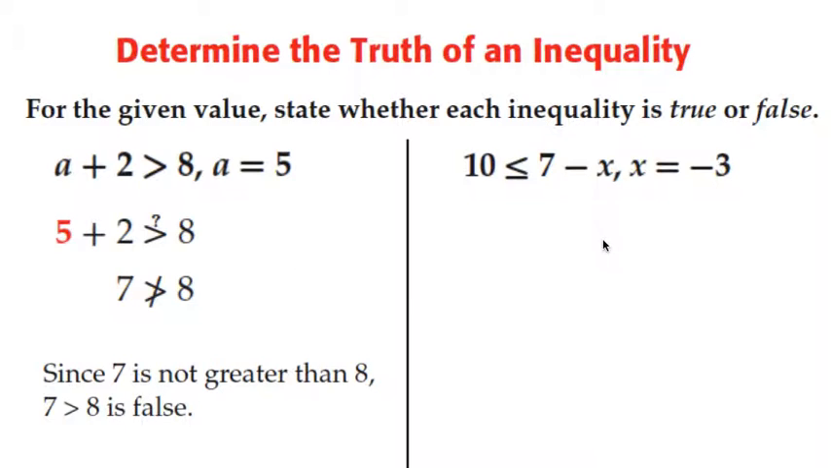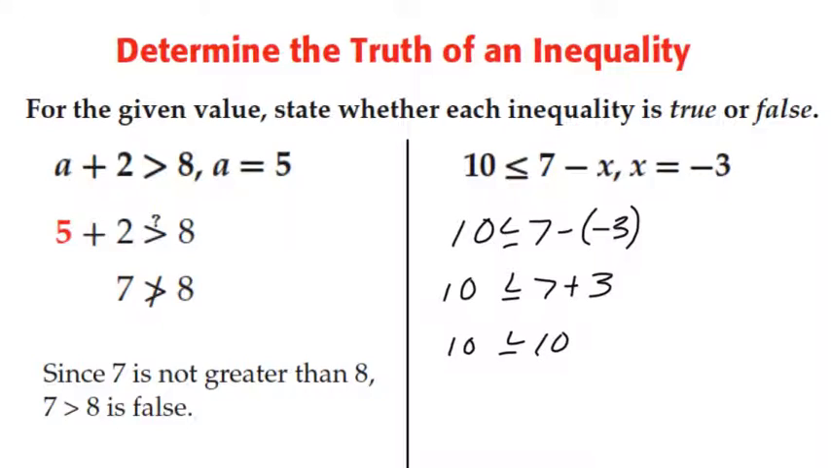How about on the right-hand side? 10 ≤ 7 − x. If x = −3, let's go ahead and plug that one in. Is 10 less than or equal to 7 minus, and I'm going to put in negative 3 for x? Well, that says 10 is less than or equal to 7 plus 3. Is 10 less than or equal to 10? That is true. It is equal to 10. So that is a true statement.